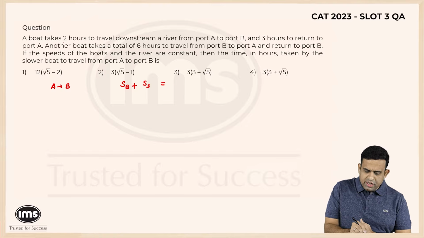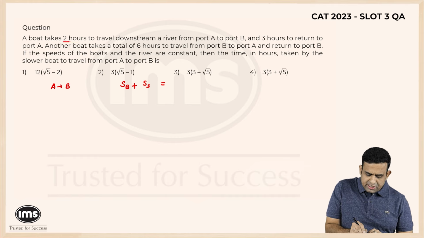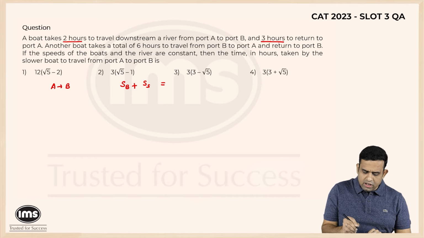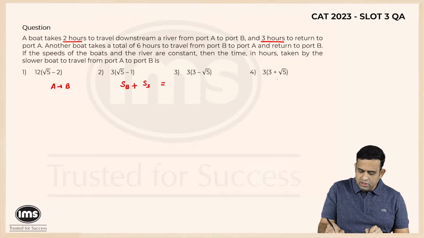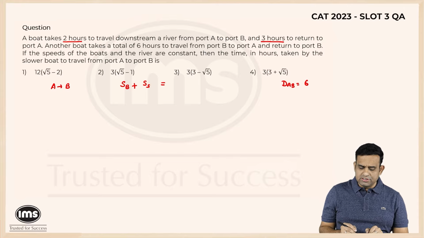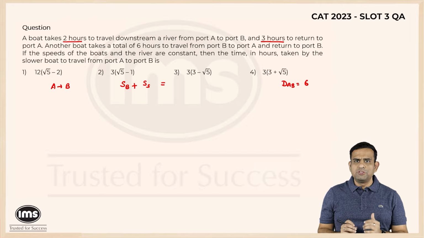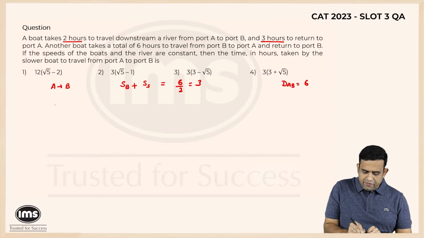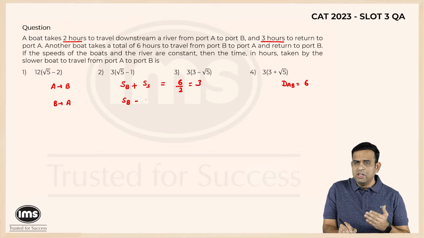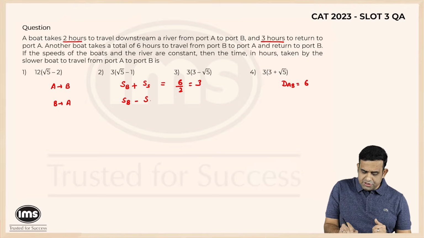So if you look over here, the distance is constant and we can see times of 2 hours and 3 hours. So if I assume the distance between A and B to be, let's say, 6, for example, the downstream speed becomes 6 divided by 2, which gives me 3. Similarly, if I look at the journey from B to A, in that particular case my upstream speed becomes nothing but speed of boat minus speed of the stream.